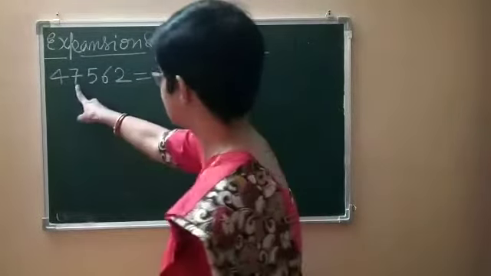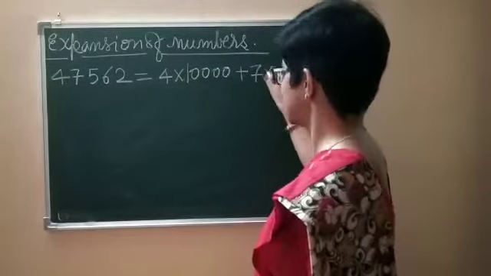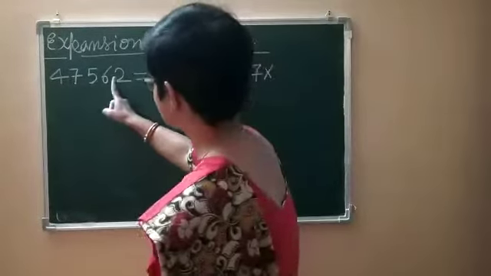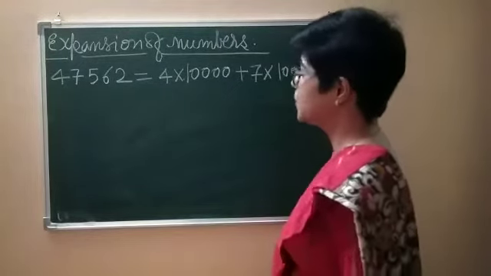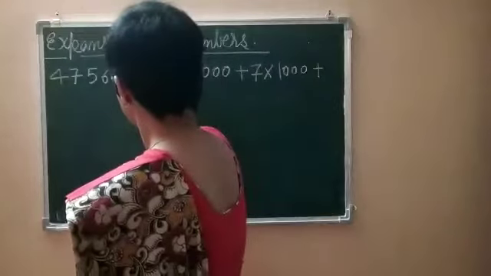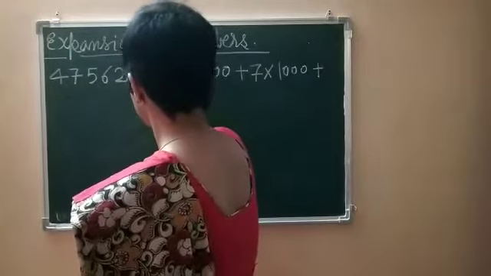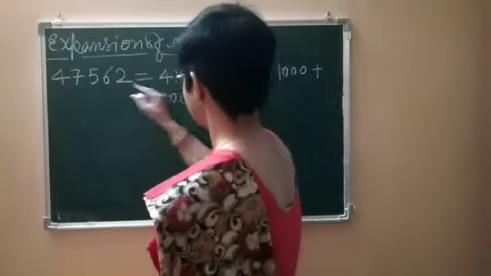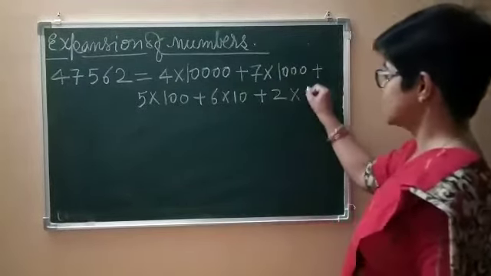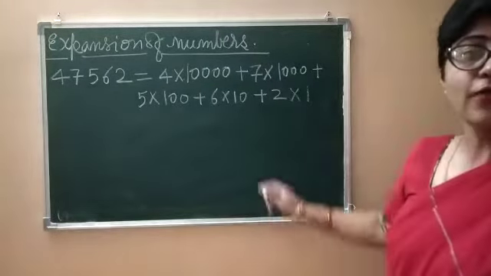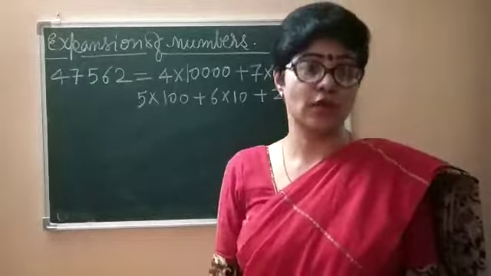Plus after that we will take 7 into how many zeros? 1, 2, 3 zeros are there. 3 digits are there, so 3 zeros we will apply here. And then 5 into 100, and then 6 into 10 plus 2 into 1. Now we have to convert it into exponential form.